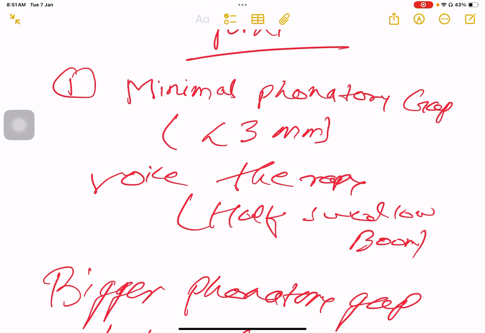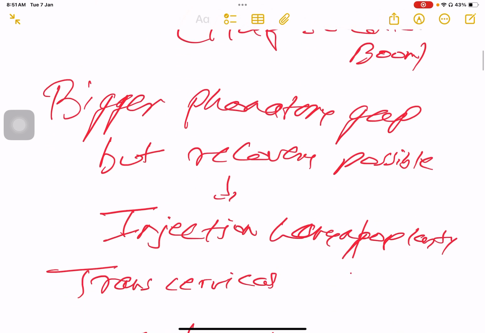vocal cord palsy. Then coming to the bigger phonatory gap, in which there is more than 3 mm of gap. In that case, it is again subdivided into two: recovery is possible or recovery is not possible. If somehow recovery is possible, the case is fresh and recent in onset and 1 year of time has not passed, then we go for injection laryngoplasty.